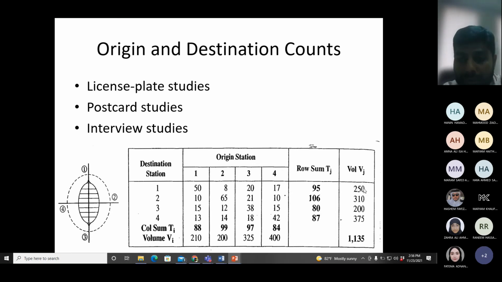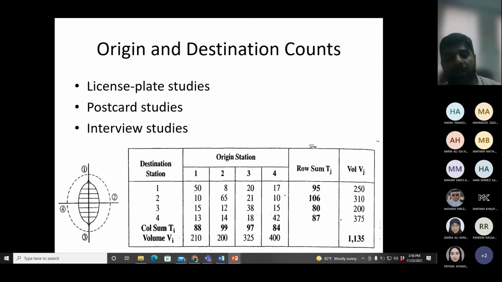So 250 trips were observed to go into zone 1. 310 were observed to go into zone 2. Similarly, 210 were observed to come out of zone 1, 200 were observed to come out of zone 2, and so on and so forth. Although these techniques give us the exact origin and exact destination of a trip, they are not able to cover the entire population of travelers.